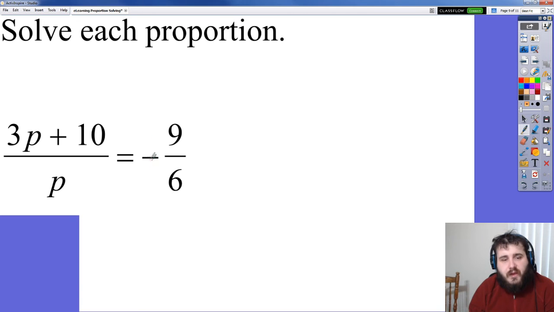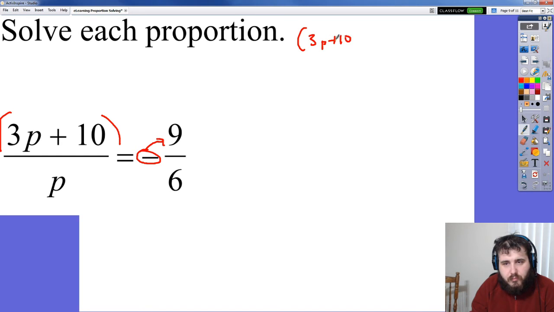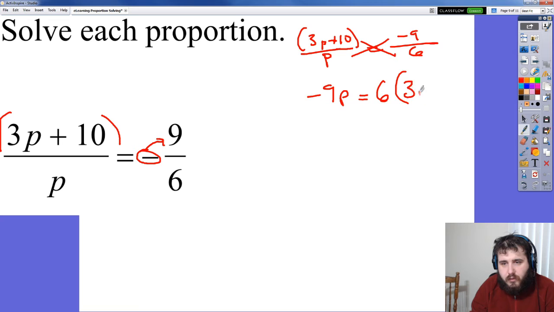Okay, so once again, take a second, put your binomials in parentheses, put your negative sign up on a number. So we got 3p plus 10 in parentheses over p equals negative 9 over 6, and then I'm going to cross multiply. That's negative 9 and p, that's negative 9p equals 6 times the quantity 3p plus 10, and then you're going to distribute.